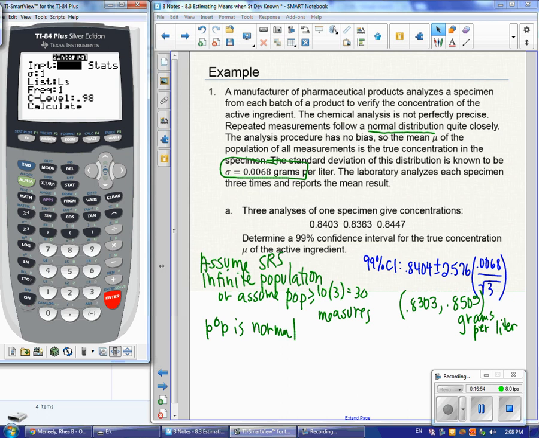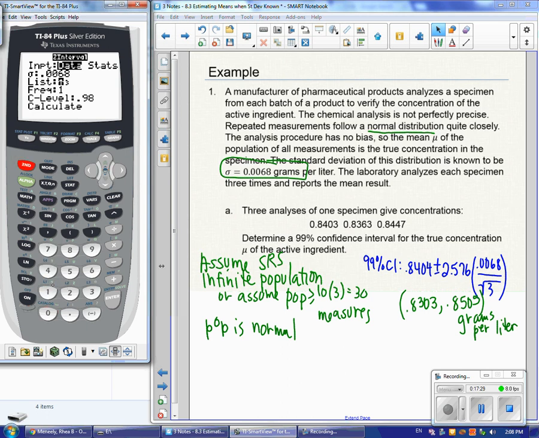And if I choose this, I have 2 options for input. It says I can use data or statistics. So in this case, I'm not told what x bar is. I'm given the data. So in this case, I would choose data as my input. And then notice it asks what the standard deviation of the population is. And in this case, I'm going to put 0.0068. And then the list is me telling the calculator where the data is. Well, I put the data in list 1.